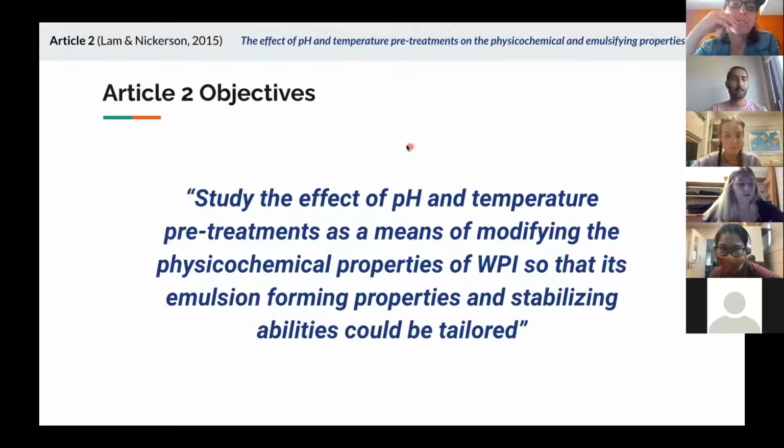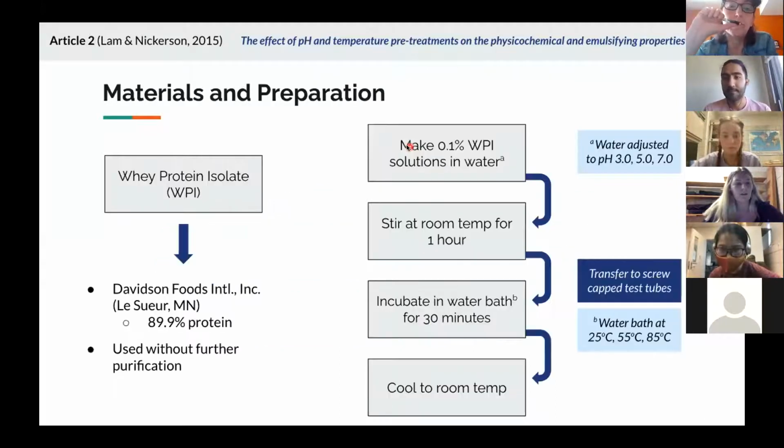Okay, so Article 2 looks at the effects of pH and temperature pretreatments on whey protein isolate structure and its emulsification ability and stability. So whey protein isolate was provided from Davidson Foods and used to make 0.1% whey protein isolate solutions in water, adjusted to 3 different pHs, so pH 3, 5, and 7. One thing I want to note is that they said that the water was adjusted to the pH, and it wasn't very clear whether or not the protein solutions were.